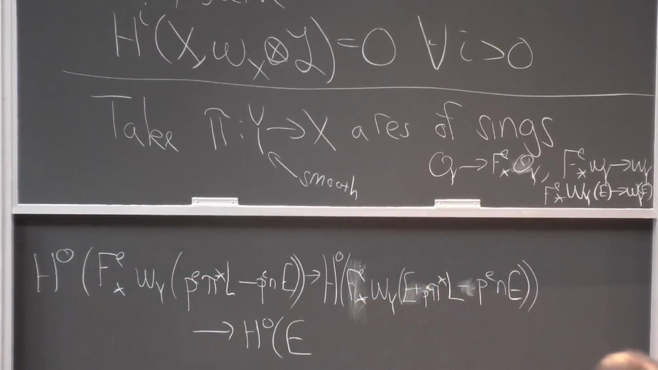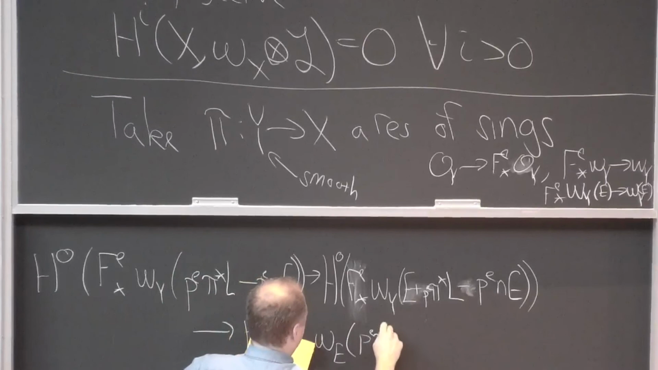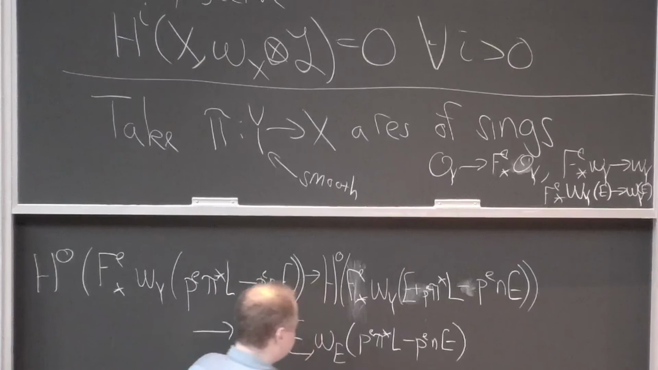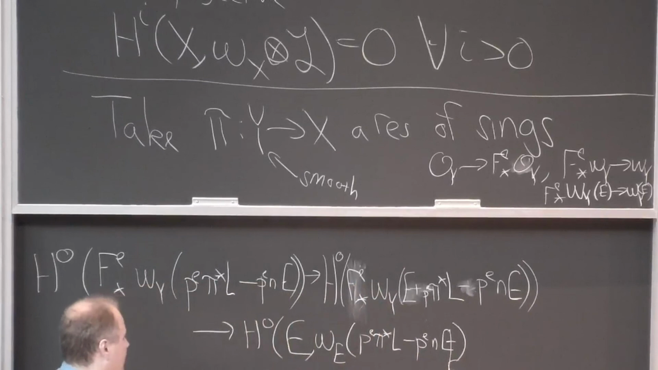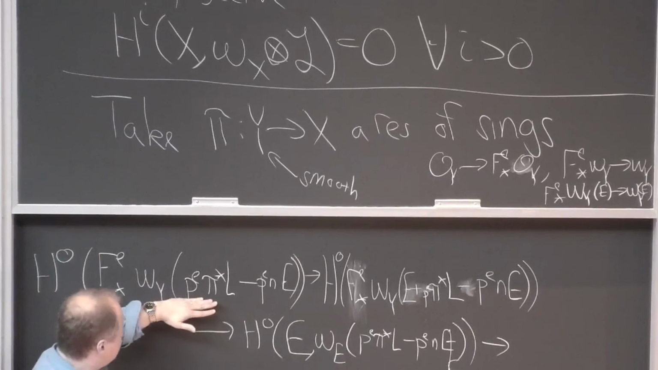I guess I wrote it here, so I should just copy what I wrote, because I probably wrote it right that time. Omega E, P of the E, pi upper star L, minus P to the E and E, restricted to E. All this is restricted to E. And I've set this whole thing up to map to H1 of this thing. But now, this is P to the E times an ample, so we get Serre vanishing again.